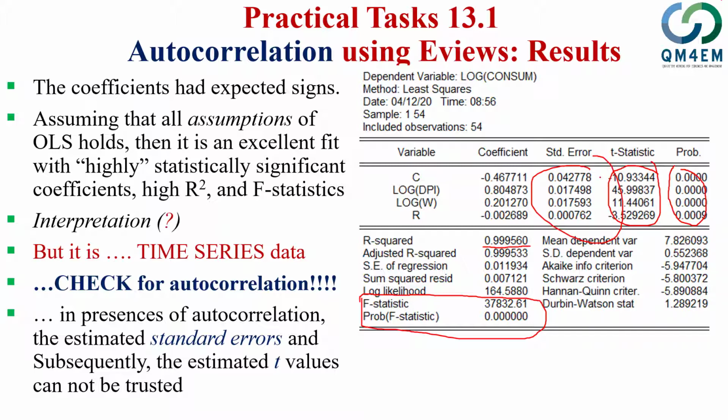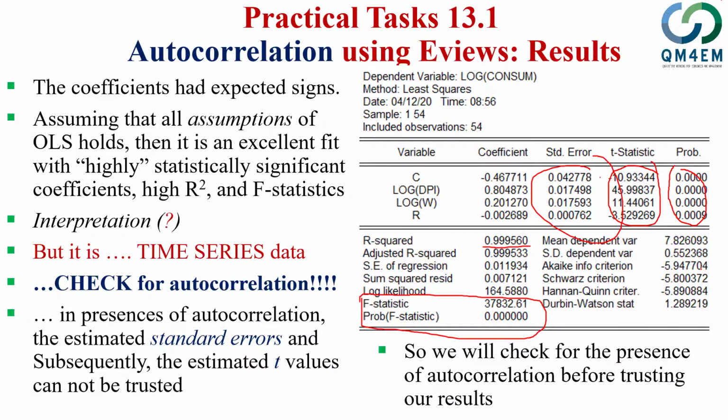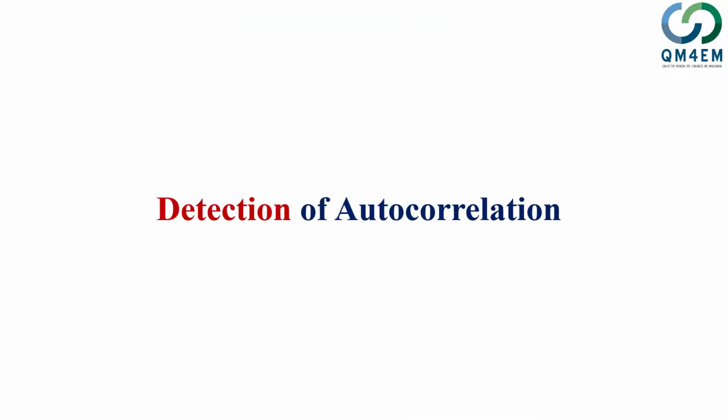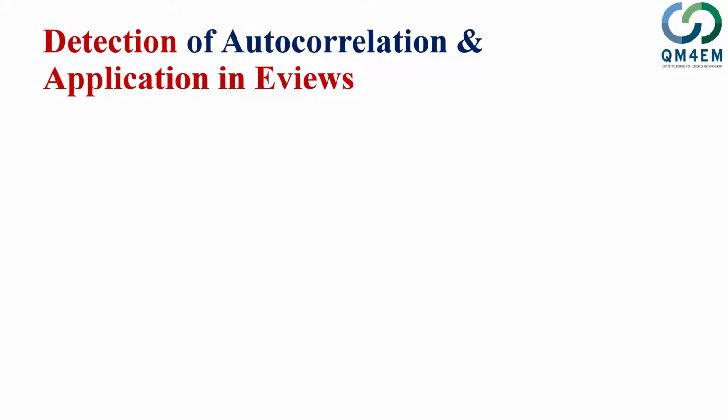So because of that reason, we have to check for autocorrelation before trusting our result and before properly interpreting it. So now we are going to discuss the detection methods of autocorrelation. As you saw, we ran a model, and now we're going to check if there is a problem of autocorrelation in our model. To start with, there are a number of ways through which we can check autocorrelation.